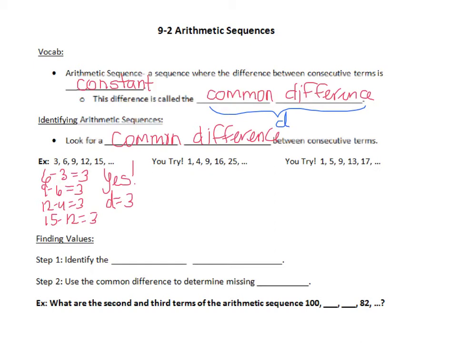Alright, so you try. Go ahead, find the difference between each consecutive term. If that difference is constant, then yes, it's arithmetic, and determine what your common difference is. After you're done with these two you tries, go ahead and continue on. So you might want to pause right now.